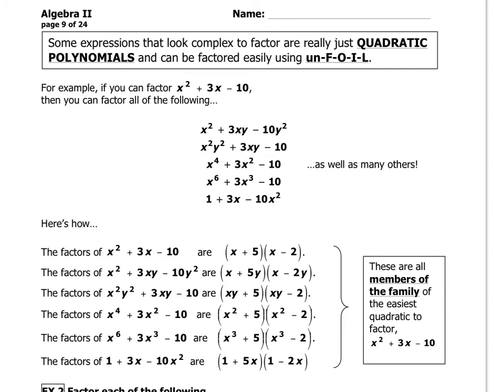Let's go ahead to page 9 of our notes. When we look at this page, you're going to notice something that looks maybe a little bit more difficult. For example, some expressions that look complex to factor, such as these right here, are really just quadratic polynomials and can be factored easily using unfoil. So for example, if you can do this one right here, you can easily do these. They're just a little bit different, each one of them. And let's go ahead and we'll go through how that is.